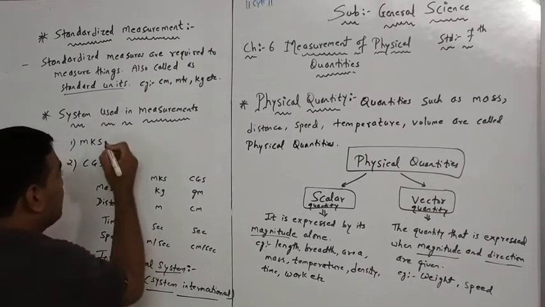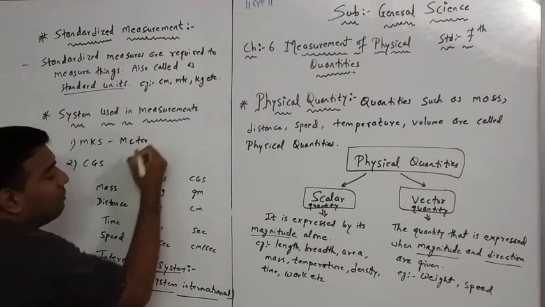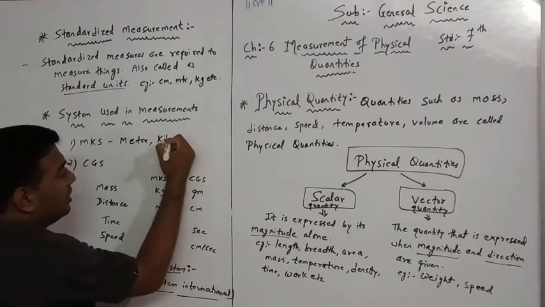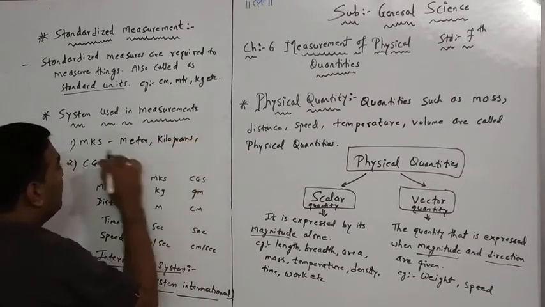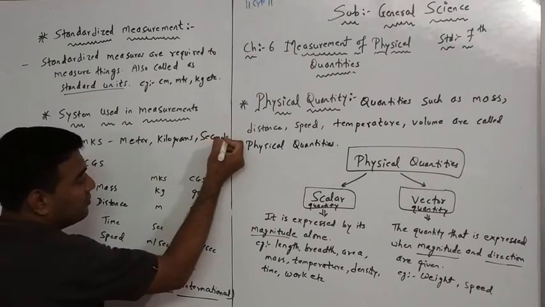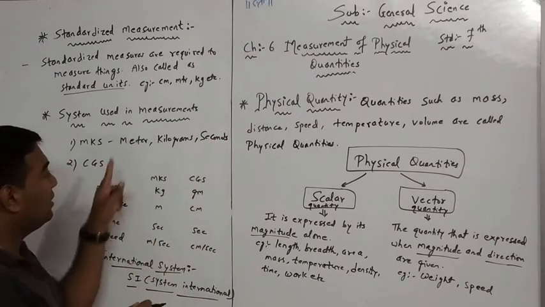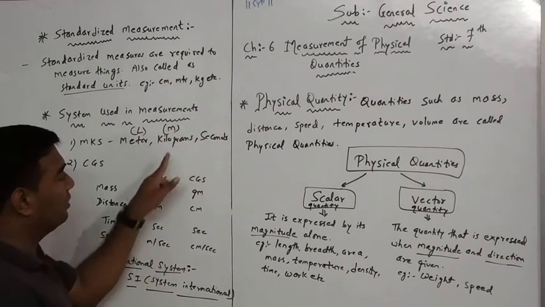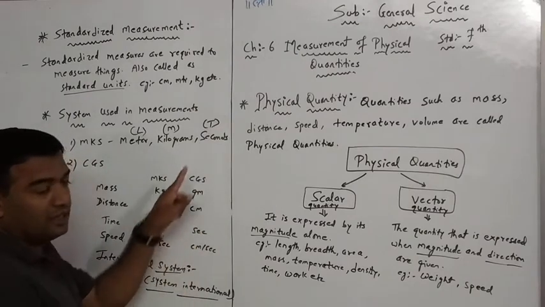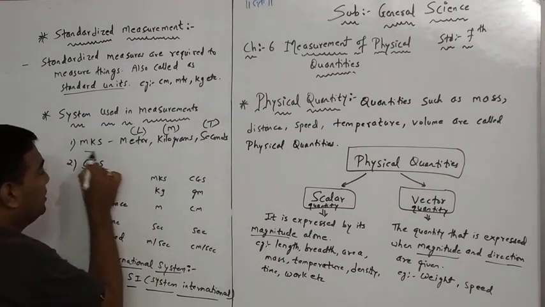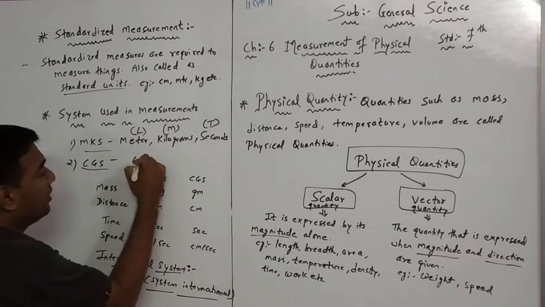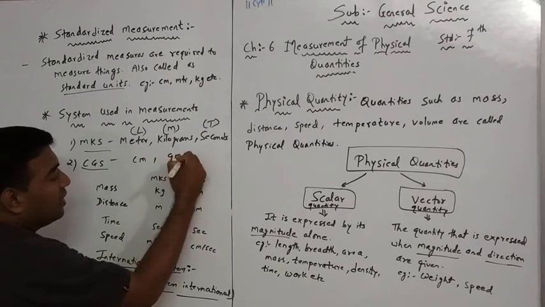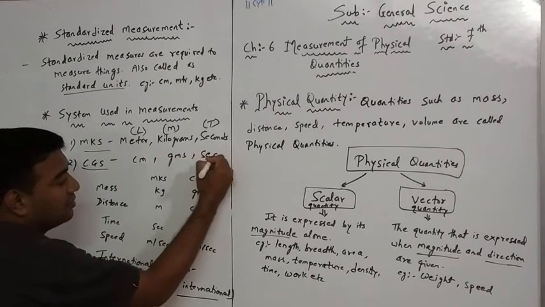What is the meaning of MKS? M is meter. The length is measured in meter. The mass is measured in kilograms. And time is measured in seconds. That is MKS. Length will be measured in meter, mass will be measured in kilograms, and time will be measured in seconds. But when we are talking about the CGS unit, meter will be converted into centimeter, kilogram will be converted into grams, but time will be measured in seconds.